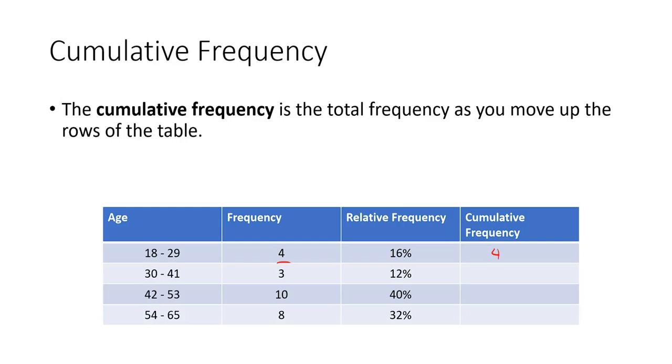In the second group, we have 4 and 3. So 4 plus 3, which is just 7. And then for the next row, we'll add 10 and get 17. And then for the last row, we add 8 and we'll have 25. So notice that the bottom column of the cumulative frequency is the same as the total number of participants in the study. So let's try an example.